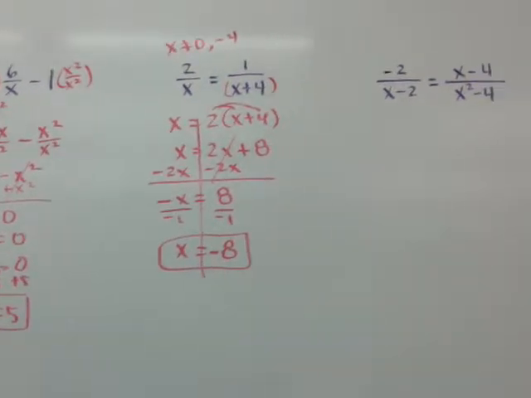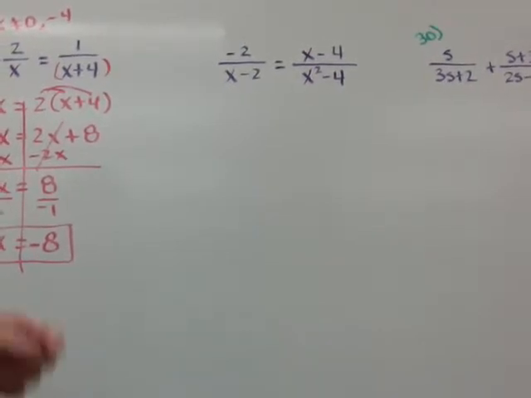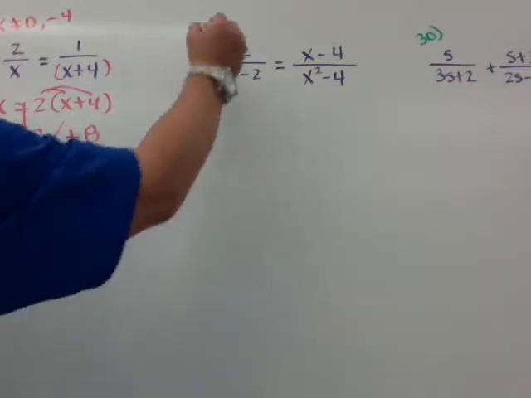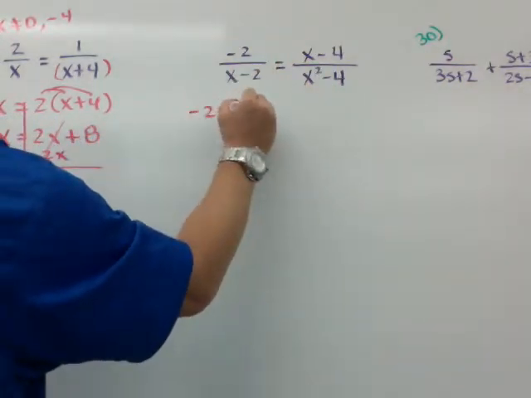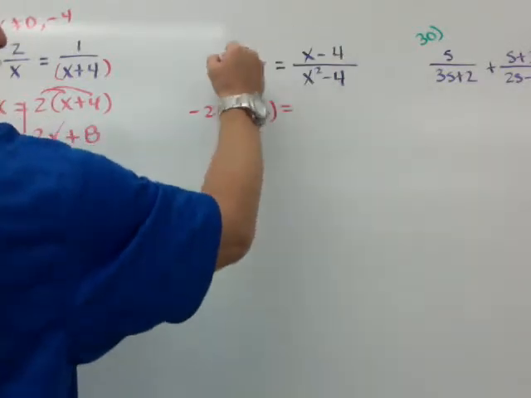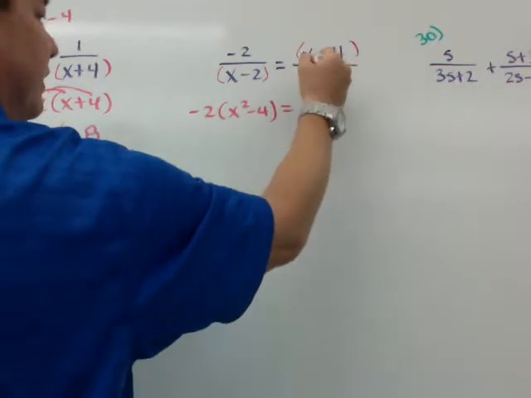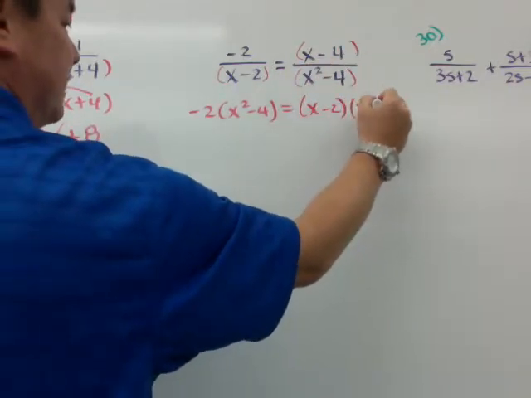Okay, 2 more problems. Here's another one. So I can cross multiply again. If I cross multiply this way, I'll get -2 times x squared minus 4. And when I do this one, I have to make sure I use parentheses, by the way, if you notice. So I'll get x minus 2 times x minus 4.